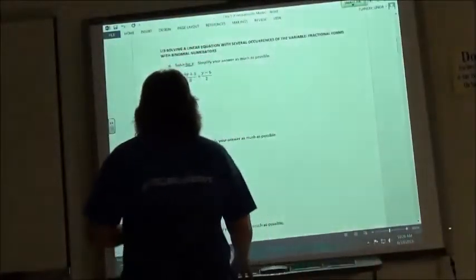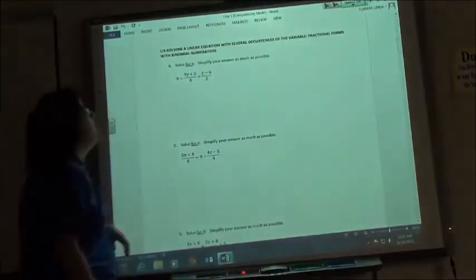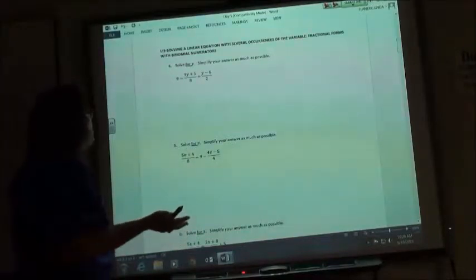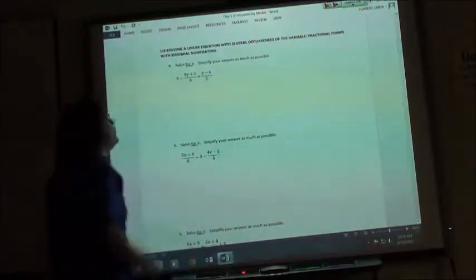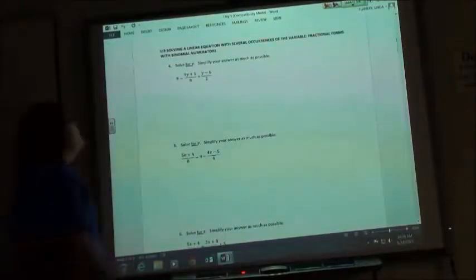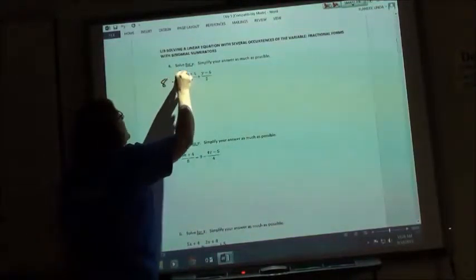So 4, 5, and 6 say solving a linear equation with several occurrences of the variable, fractional forms with binomial numerators. And again, we got fractions there. So if we have fractions, we want to multiply by our common denominator. So in the first one, if I have an 8 and a 2, my least common multiple is going to be 8. So I'm going to multiply every term times 8.